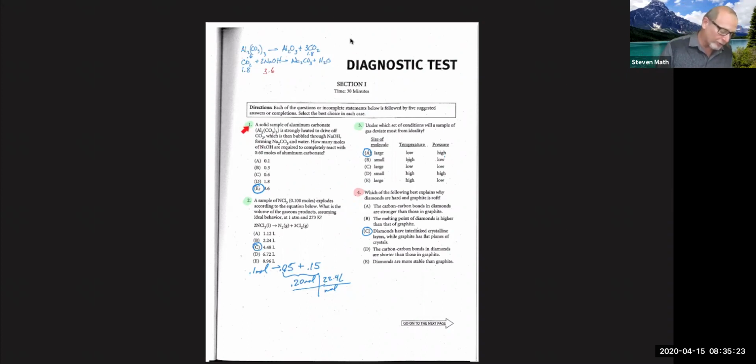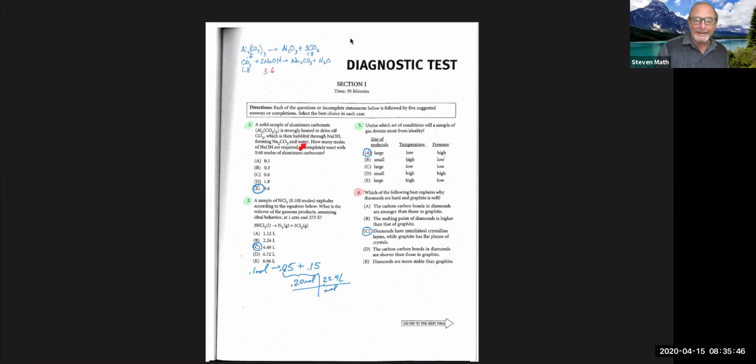So the first question asks us, a solid of aluminum carbonate, Al2CO3, is strongly heated to make CO2. This is going to be a reactions question that turns into a stoich question. That CO2 is then bubbled through sodium hydroxide, forming sodium carbonate and water. So they told us what this makes.